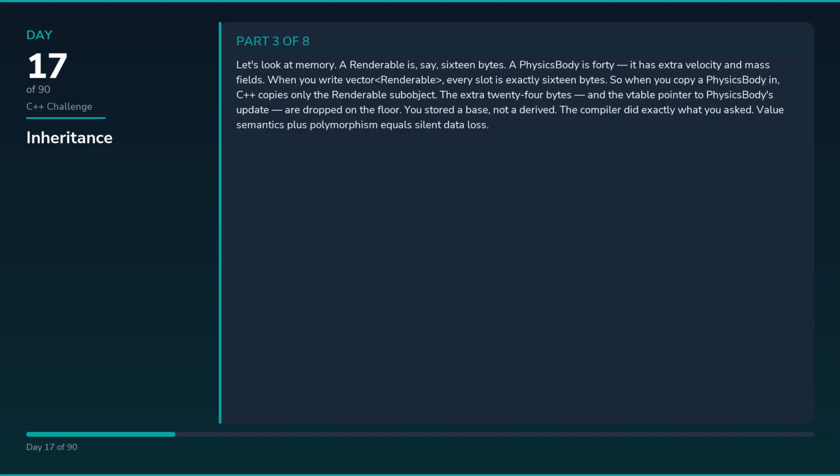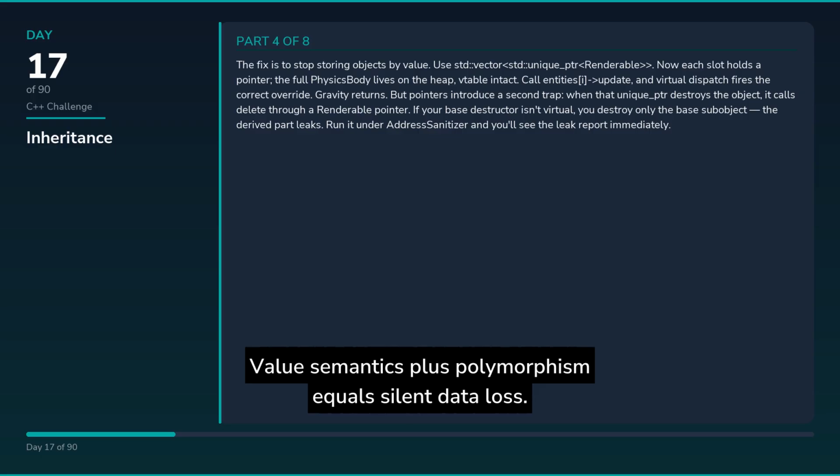The compiler did exactly what you asked. Value semantics plus polymorphism equals silent data loss. The fix is to stop storing objects by value. Use std::vector<std::unique_ptr<Renderable>>. Now each slot holds a pointer, the full PhysicsBody lives on the heap, vtable intact. Call entity->update, and virtual dispatch fires the correct override. Gravity returns.